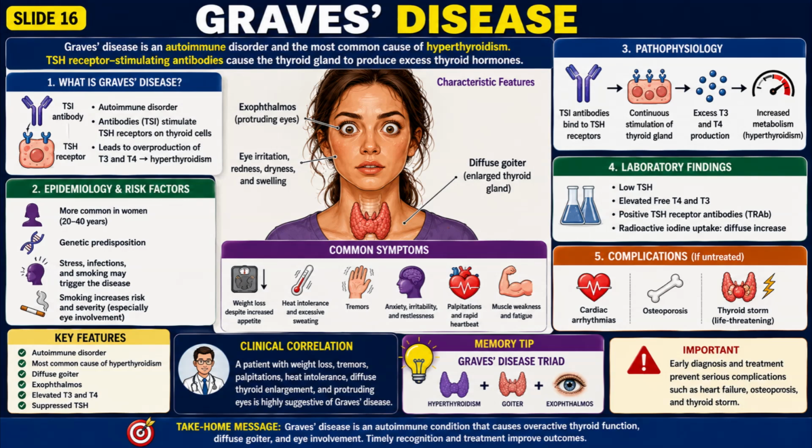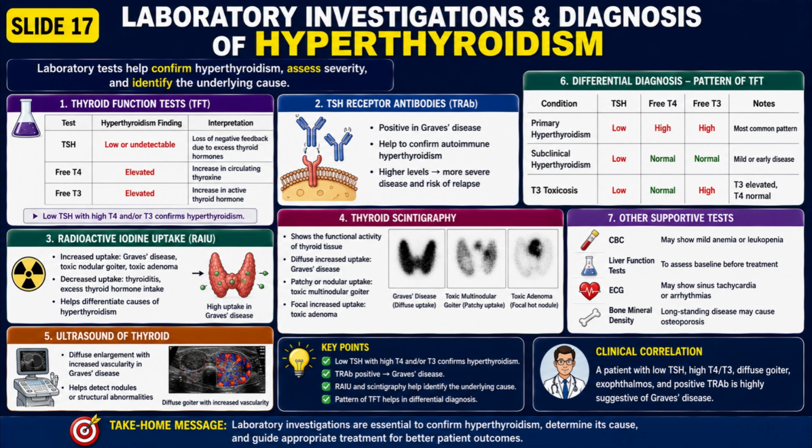Common symptoms include weight loss despite increased appetite, heat intolerance, excessive sweating, tremors, palpitations, anxiety, irritability, and muscle weakness. Laboratory findings typically show low TSH levels, elevated free T4 and free T3 levels, positive TSH receptor antibodies. If left untreated, Graves' disease may lead to serious complications such as cardiac arrhythmias, osteoporosis, and thyroid storm, which is a life-threatening endocrine emergency.